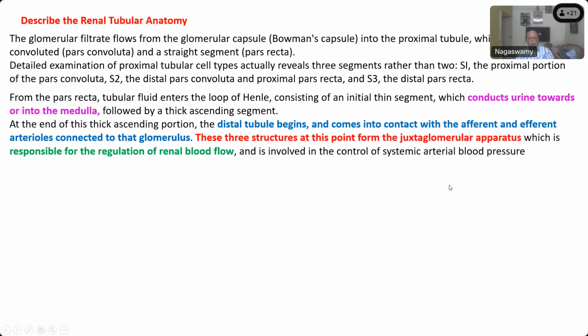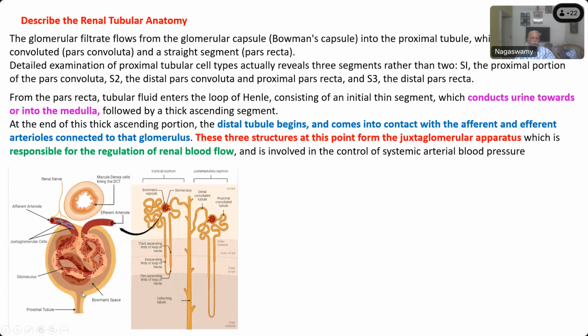Whenever there is a drop in volume, drop in sodium, drop in pressure, all these things will stimulate this to release renin from the endothelium of the afferent arterioles, and all the things which we just now saw. So this is responsible for regulation of renal blood flow and also involved in the control of systemic arterial blood pressure, because the angiotensin, which is finally angiotensin 2, the final product, is not only regulating the renal blood flow, it has effect on the other systemic arterial vasculature also. So another important role is to maintain our entire body blood pressure.